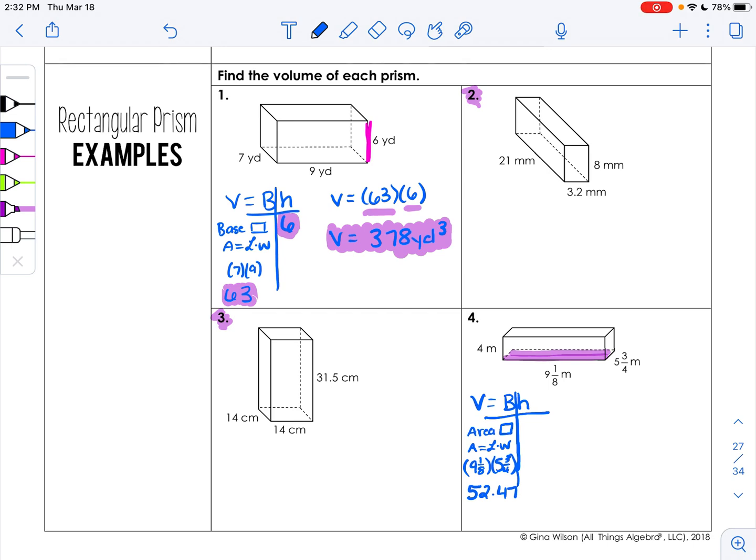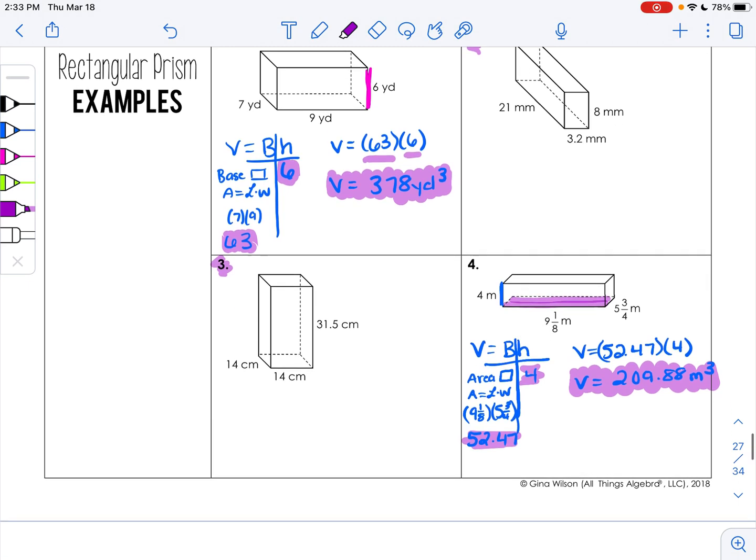And then the height of the whole thing is going to be 4. So then we're going to multiply 52.47 times 4. So volume is going to be 52.47 times 4. We're going to put that in our calculator, and that would give us a volume of 209.88, and it's meters cubed, because again, volume is going to be cubed.